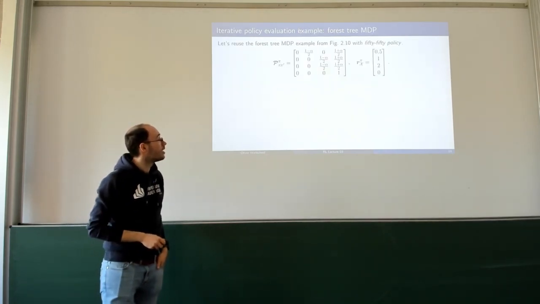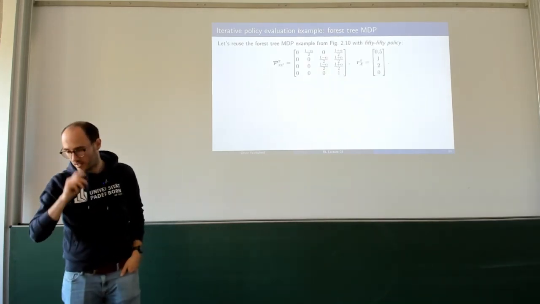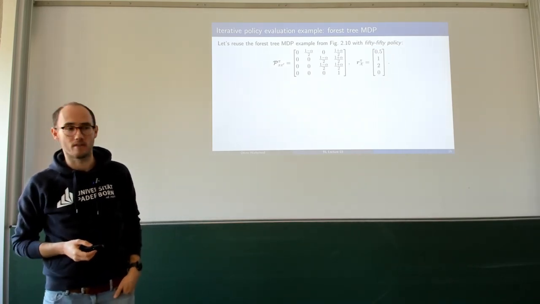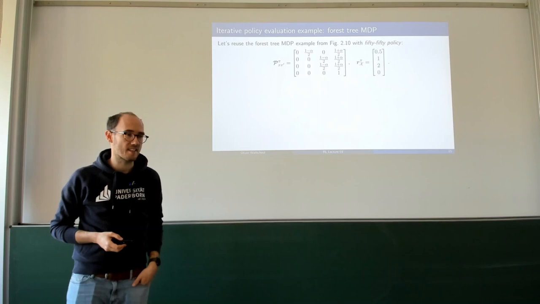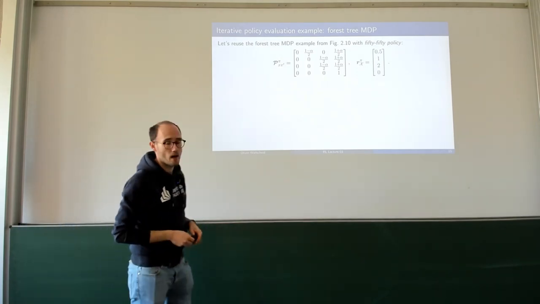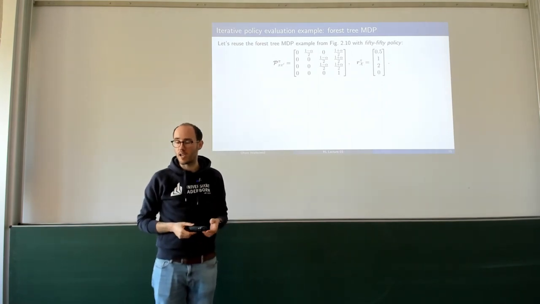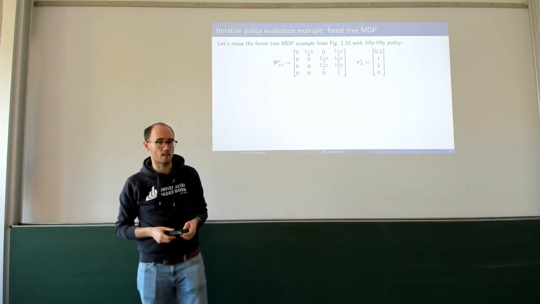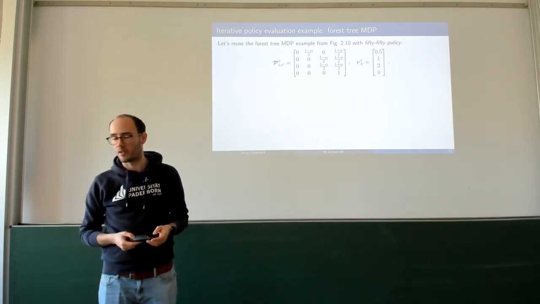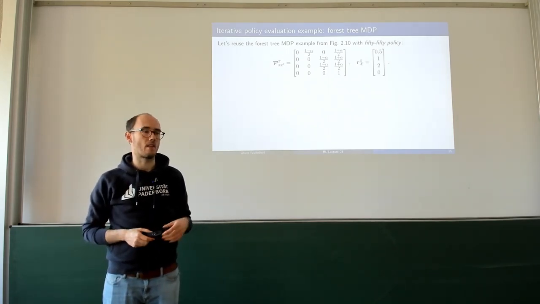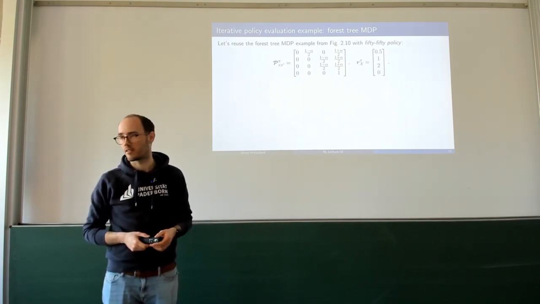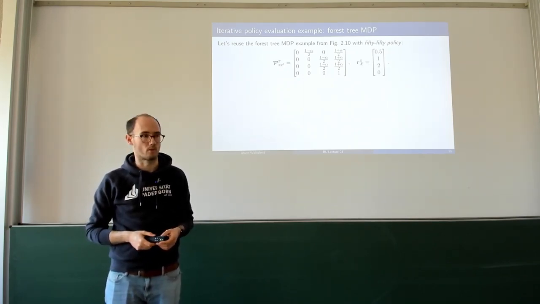Okay, let's do this again for our example, which we have introduced in the previous weeks, which is the forest tree example. And I would like to apply the Richardson iteration to our forest tree MDP, where we had this random policy, this 50-50 policy. So with equal likelihood in every state, we either cut down the tree or we wait in the hope that the tree or the forest will grow.